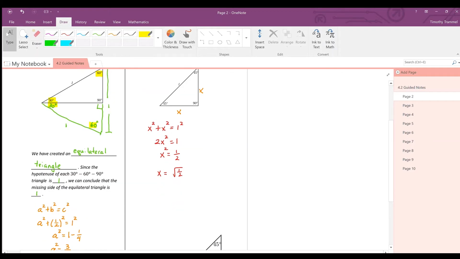I'm actually going to write this a little bit differently. You could rewrite this as 1 over the square root of 2, because the square root of 1 is just 1. And then you could also rationalize the denominator. When we do that, we're really just multiplying by 1 here. The square root of 2 divided by the square root of 2 is just 1, so we're not changing the value, we're just making it look different.